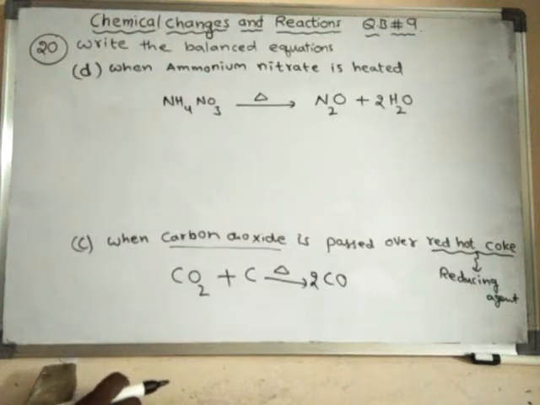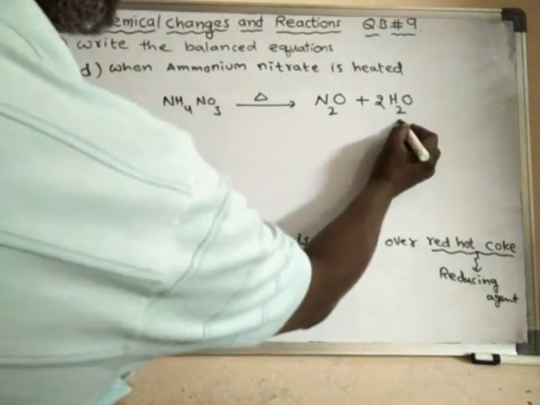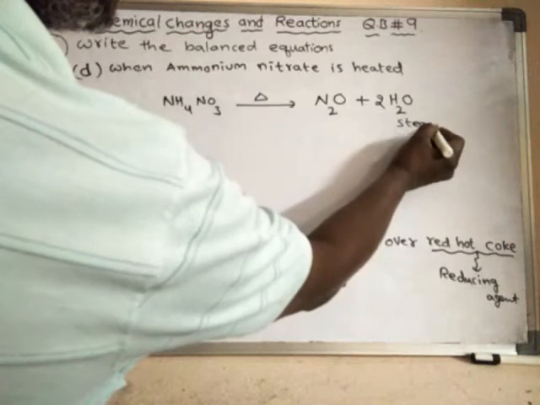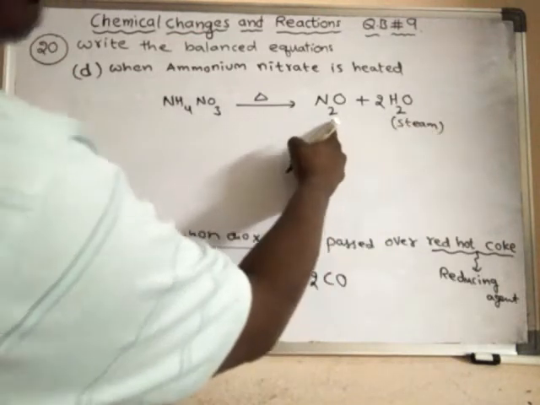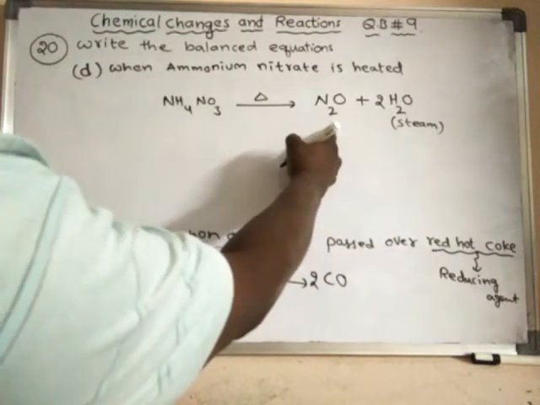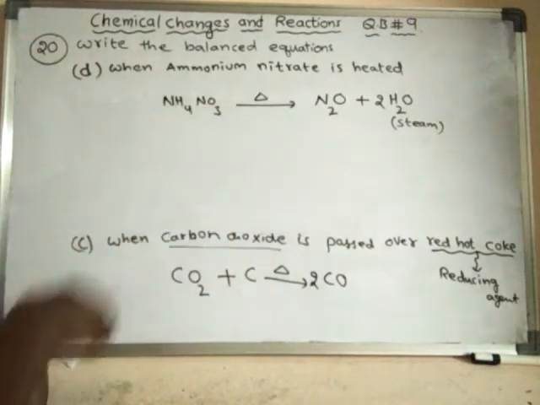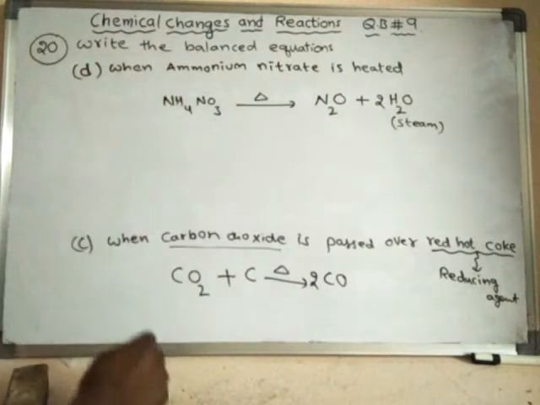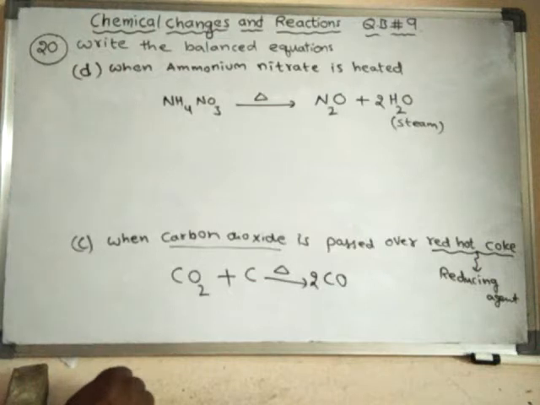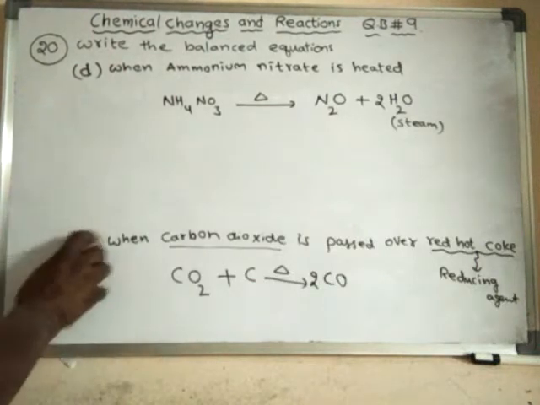So this is a balanced chemical equation. The water is in the form of steam, and this one is laughing gas, nitrous oxide. So this is a balanced equation. It is used in the preparation of explosives. So, ammonium nitrate. Next one.